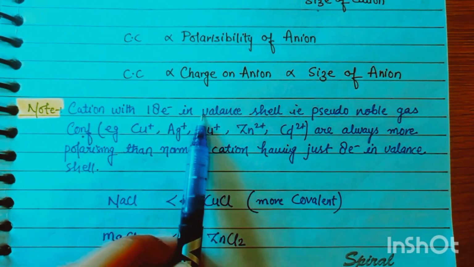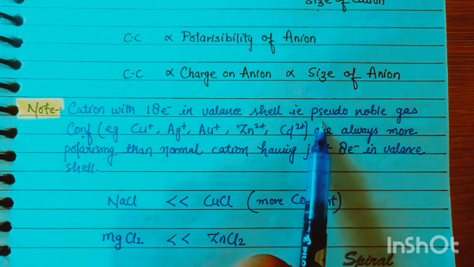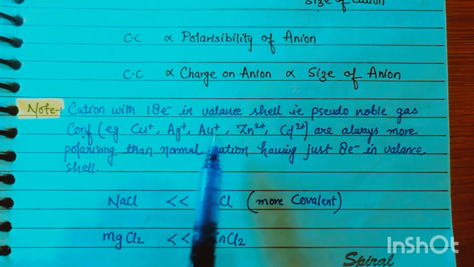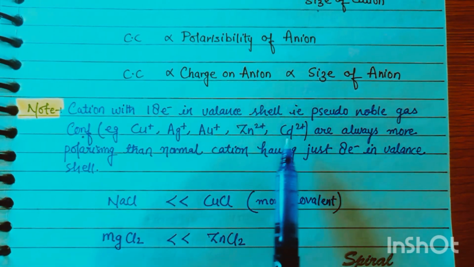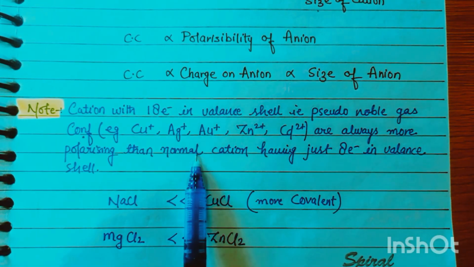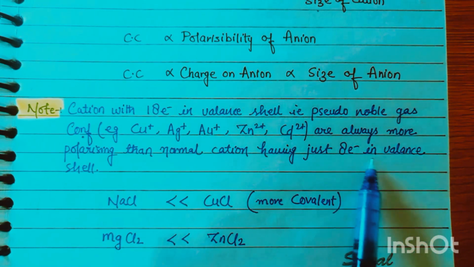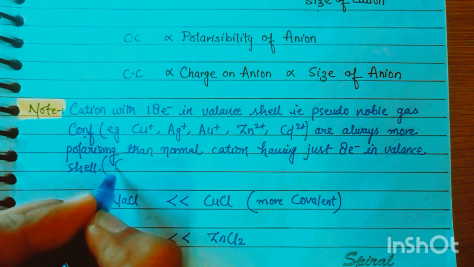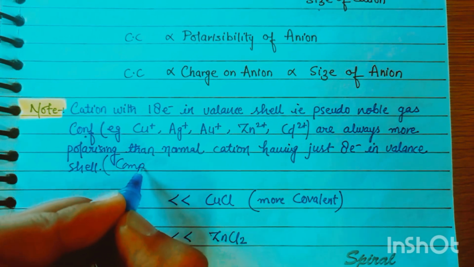Cations with 18 electrons in the valence shell, that is pseudo noble gas configuration, like Cu+, Ag+, Au+, Zn2+ and Cd2+, are always more polarizing than normal cations having just 8 electrons in the valence shell, that is, having a complete octet, normal complete octet.